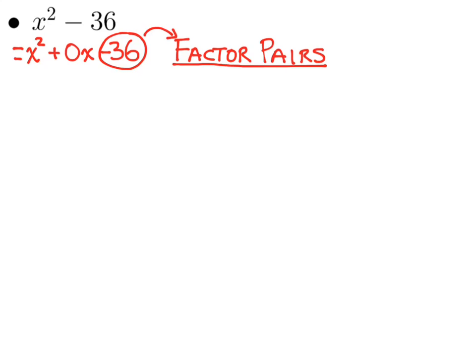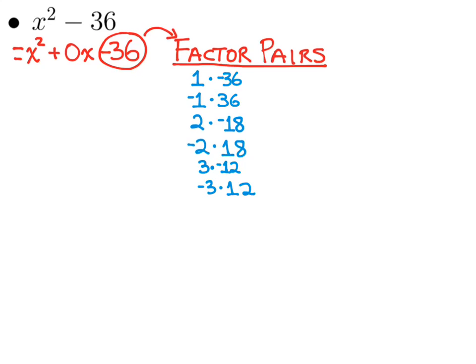All right, so negative 36. Again, there's going to be a lot of choices here. First one is 1 times negative 36. Next one, negative 1 times 36. Next one, 2 times negative 18, followed by negative 2 times 18, then 3 times negative 12, then negative 3 times 12, then 4 times negative 9, negative 4 times 9, and finally, oh my goodness, 6 times negative 6.